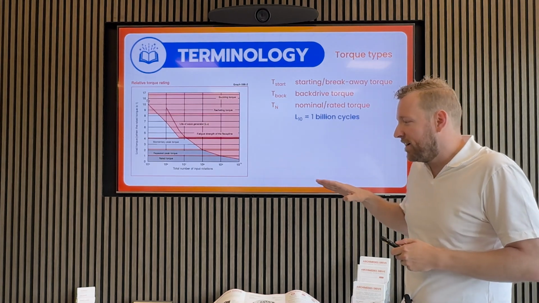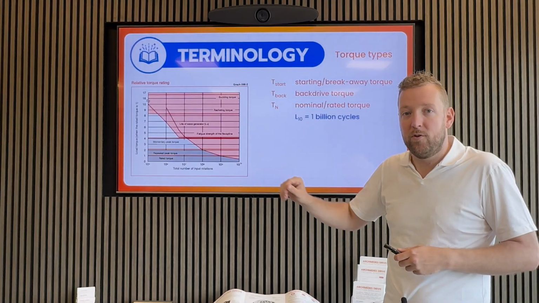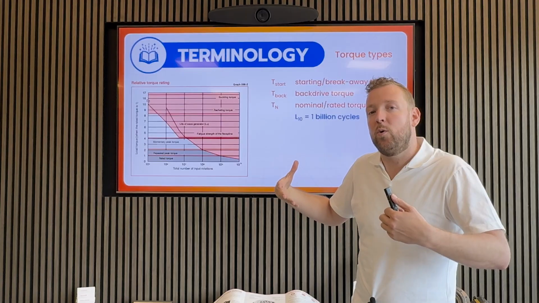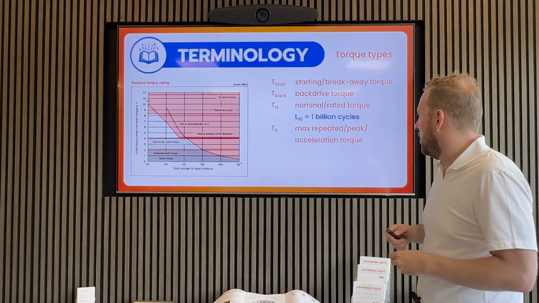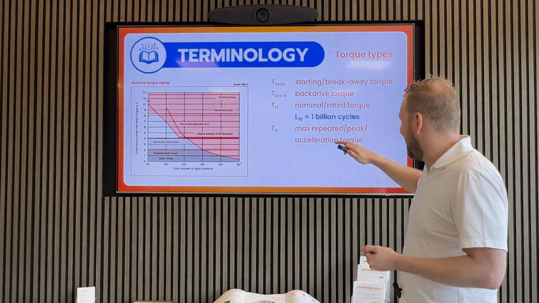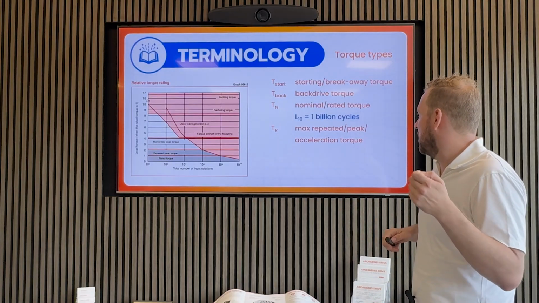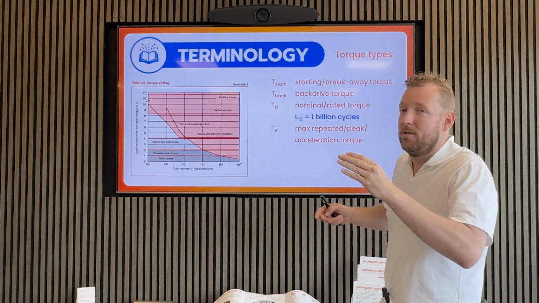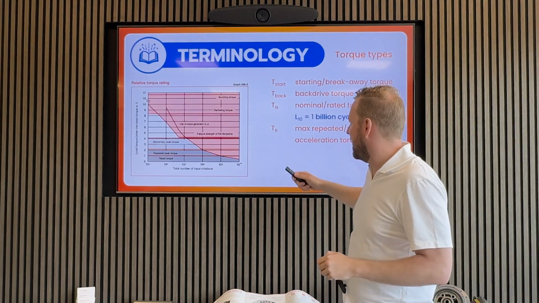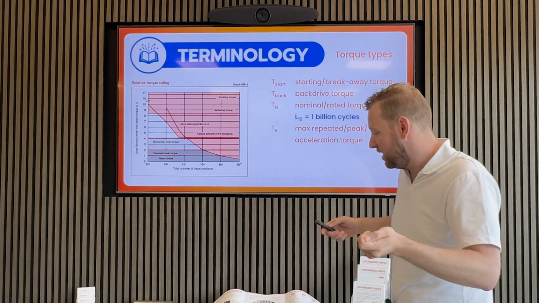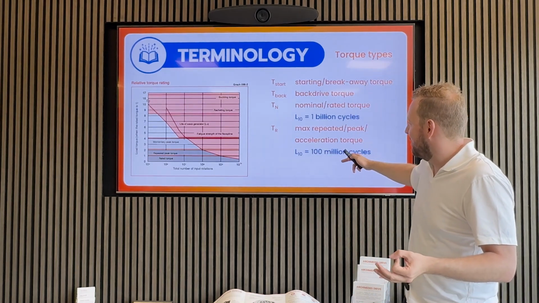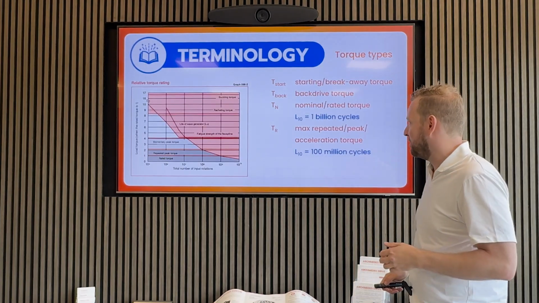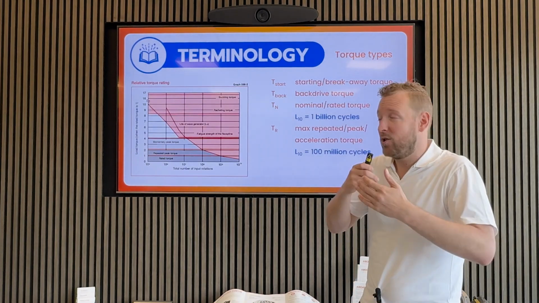However, the trajectory of a cycle is barely ever smooth, because you need to accelerate and you need to brake. At those moments, the torque peaks a little bit, and there is a limit in there. That's what we call the maximum repeated torque, or the maximum acceleration torque. This is the max you can have every time and still achieve this lifetime. But if you would do it constantly, it would lead to a lifetime that's 1 order of magnitude less, so 100 million cycles.